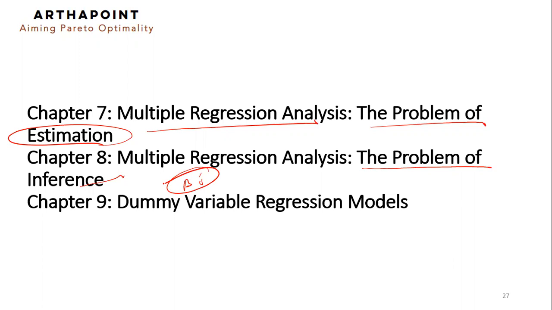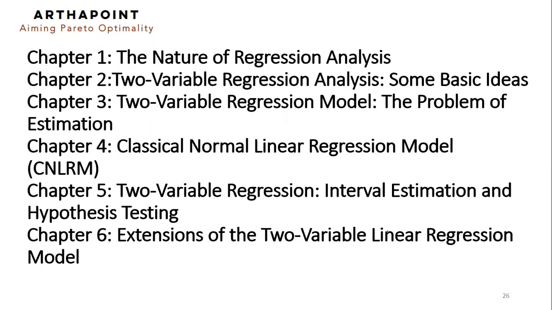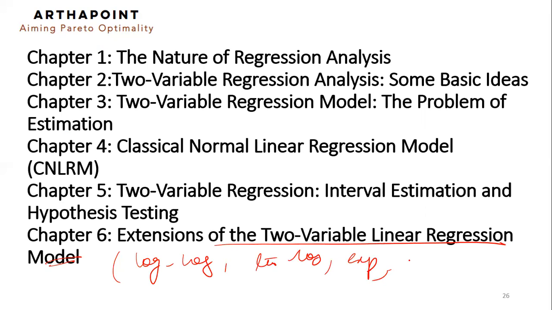And finally, I'm going to talk about the dummy variable regression model, where I'm going to talk about what happens if one of the independent variables is in fact a qualitative variable. Something that I forgot to mention previously, in the extensions of the two variable regression model, I'm going to talk about all these models like log-log model, lin-log model, exponential model. I'm going to talk about the quadratic model, etc. There will also be the reciprocal model. These extensions of the two variable regression model will be covered as part of chapter 6.